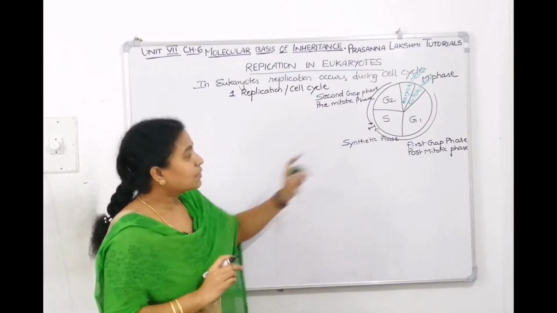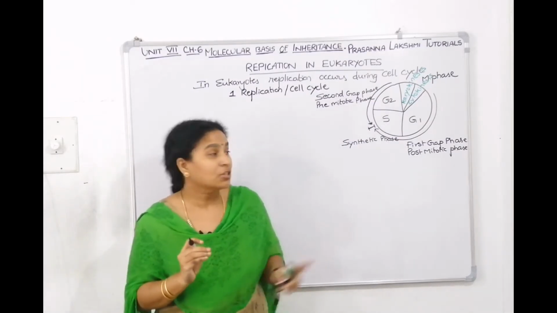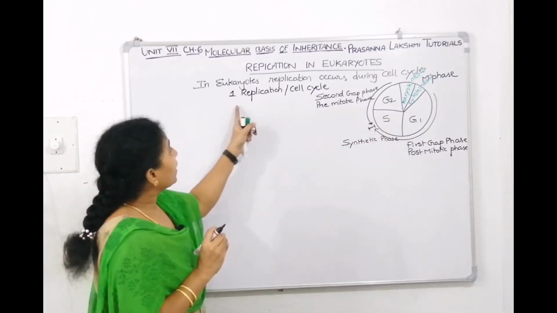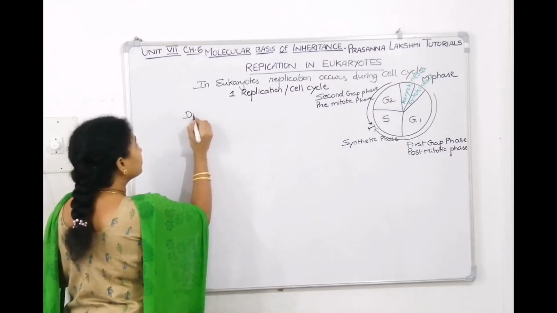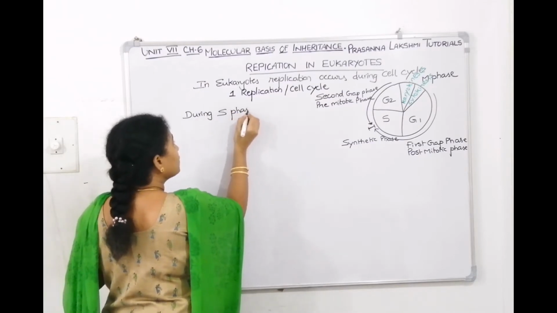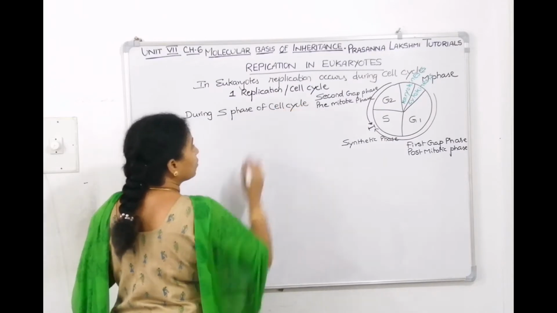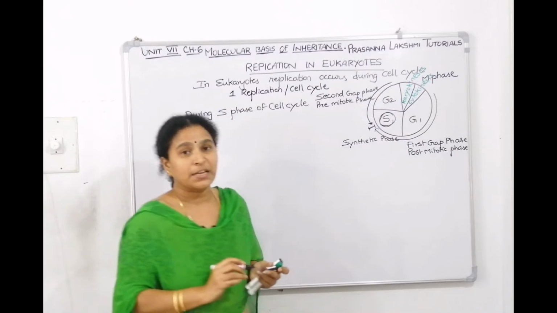Now, why is this called a synthetic phase? We say that in eukaryotes, DNA replication occurs in the S phase of the cell cycle. So, one replication per cell cycle. When does it happen? It happens during the S phase of the cell cycle.